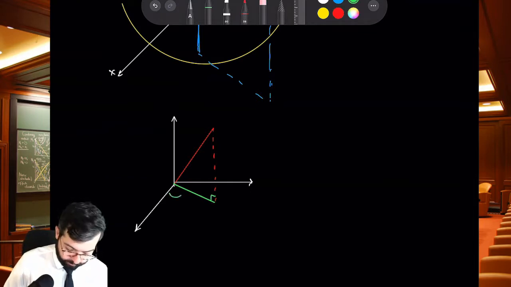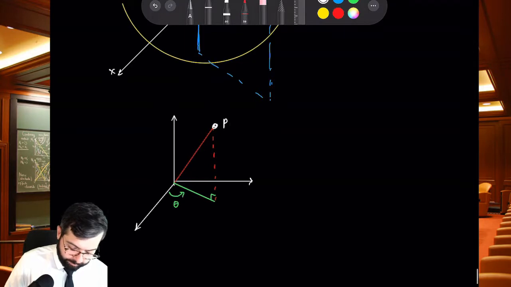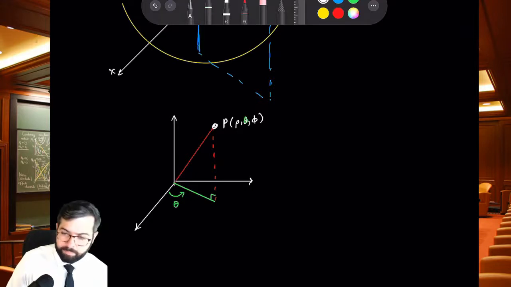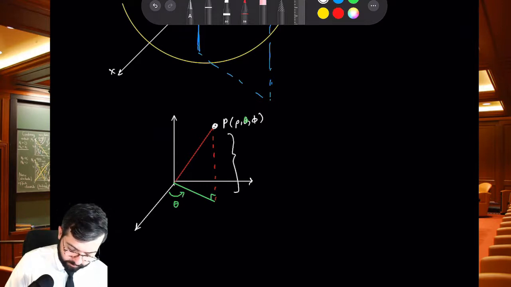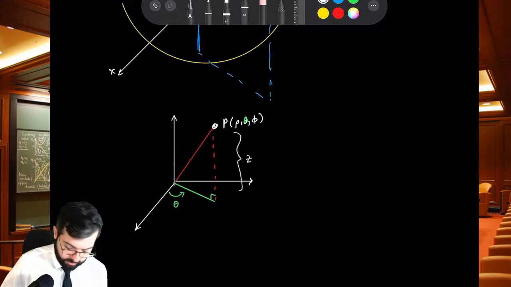So here, theta spins from the x-axis to the point P. So that's my theta here. This height, actually move to, this height is z. Now on this projection out here, you can see we still have an x distance and a y distance.